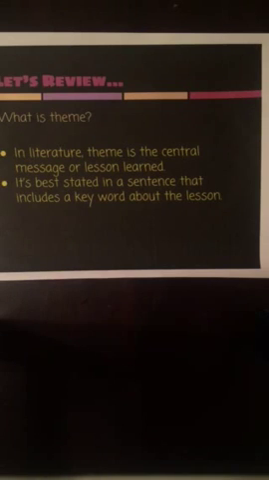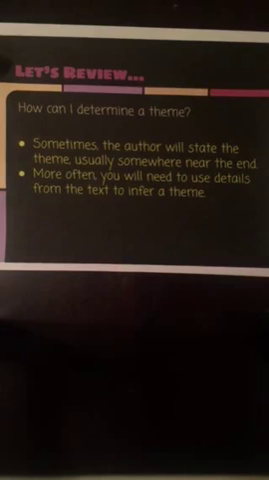So let's review. What is theme? In literature, theme is the central message or lesson learned. It's best stated in a sentence that includes a key word about the lesson. How can I determine theme? Well, sometimes the author, like we said, will state the theme, usually somewhere near the end, but more often you are going to need to use the details from the text to infer a theme, just like we did with the butterfly passage and with the poem about rain. We had to use details and clues from the text to make an inference about the theme.